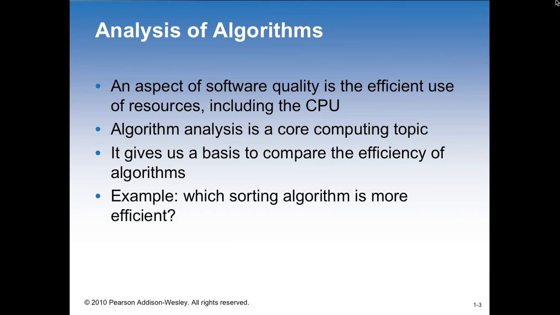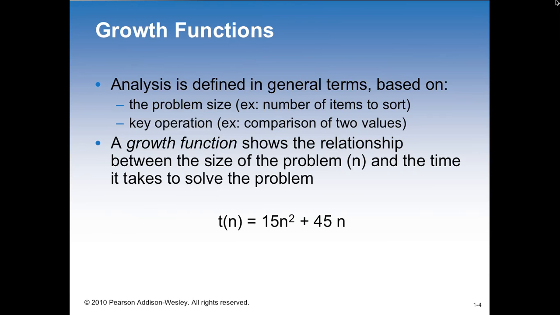So the aspect of software quality is the efficient use of the resources, including the CPU, which means the calculations that are being performed. We want to make sure that not only are they performed correctly, but they are done in an efficient manner. And so an algorithm itself and the analysis is the core to the computing topic. It's very closely tied to data structures, so it gives us a basis for comparing efficiency of algorithms. And so we have things like big O notation, we have complexity and things of that nature to consider in terms of figuring out which algorithm selection might be good. And here's an example, which sorting algorithm is more efficient. I gave that answer away actually last week. I said the binary search is basically the more efficient version of it.